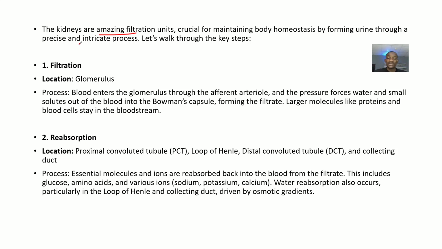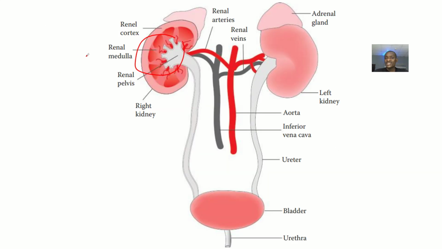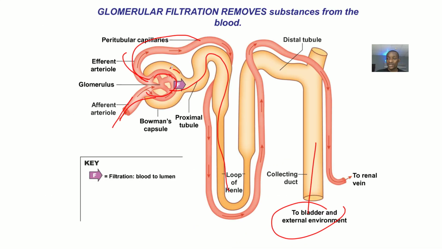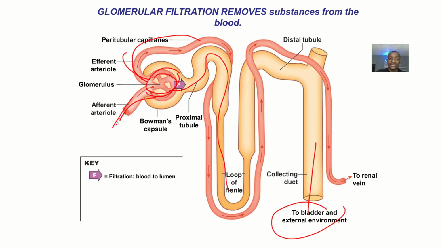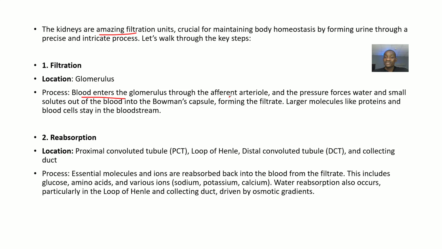So the first process is filtration, and this filtration occurs in the glomerulus. Blood enters the glomerulus through the afferent arteriole. That's the arteriole that is coming, this one. The one that is going is what is known as efferent. So blood enters through the afferent arteriole, and the pressure forces the water and small solutes to come out of the blood and enter into the Bowman's capsule, forming the filtrate.